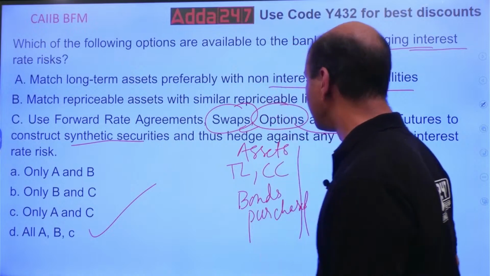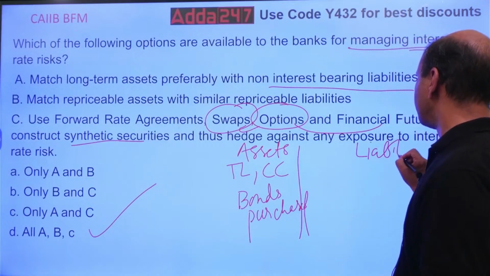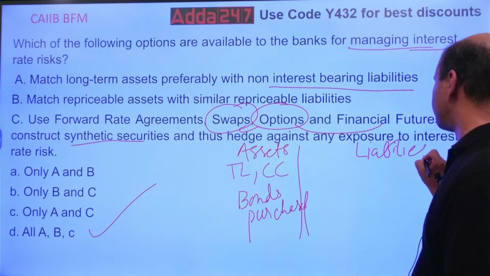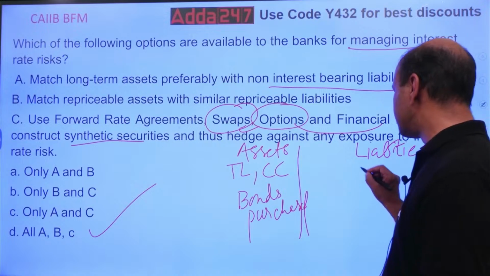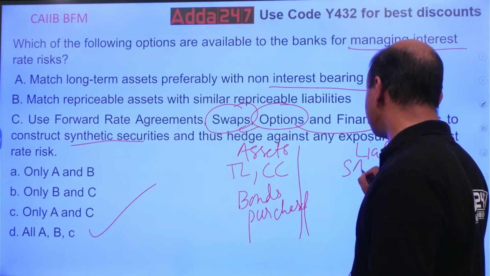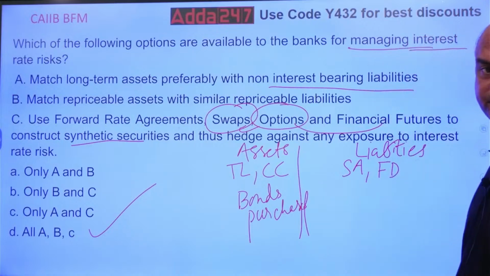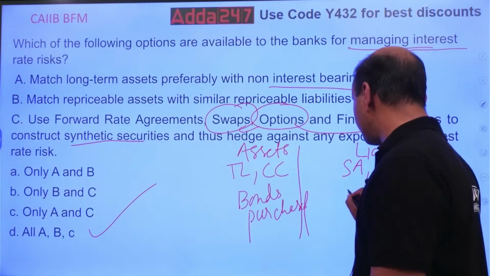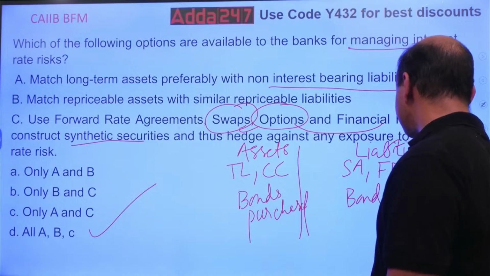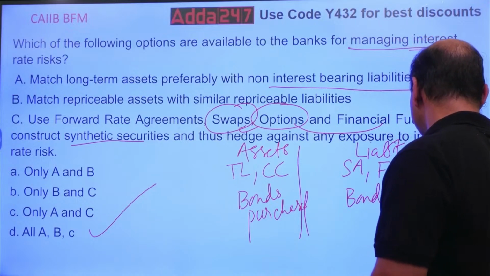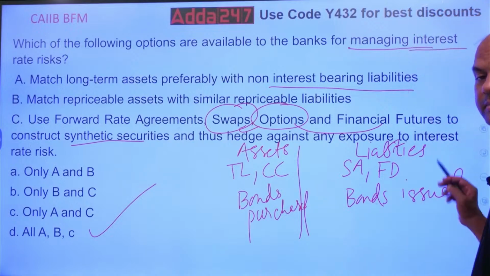Purchased. What are liabilities? Repriceable liabilities. What are these repriceable liabilities? These are liabilities, saving, FD. Why? Because they are bearing interest. Plus bonds issued. Bonds, kindly note, that's why I said over here purchased, this is issued. Okay, bonds issued. These are all repriceable liabilities.